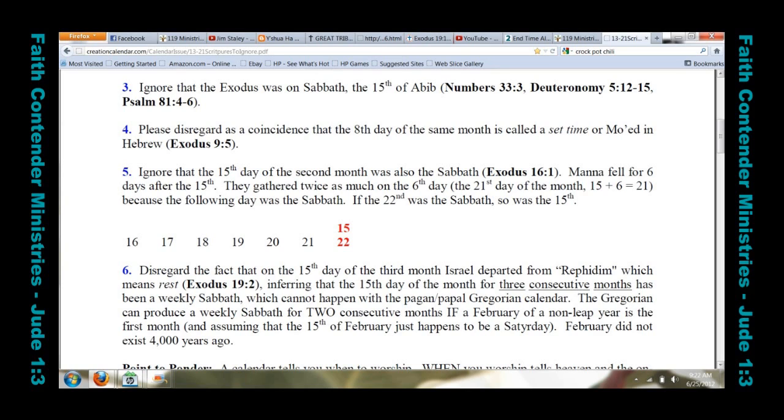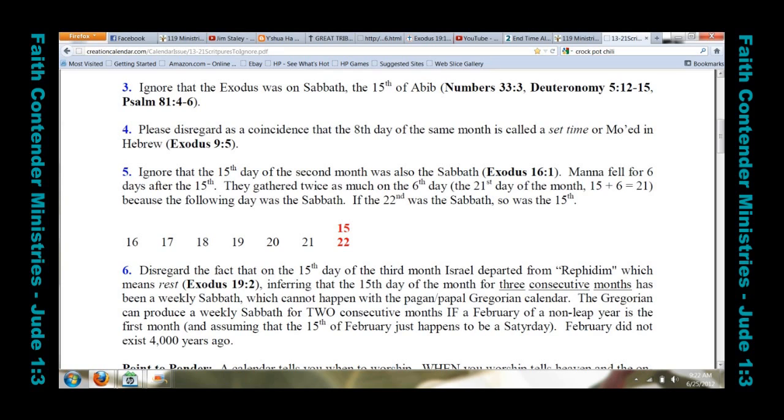So when we get to Exodus chapter 16, this is when the Sabbath is finally reinstituted. Okay? So basically the idea that Sabbath was on the 15th in the first month and Sabbath was on the 15th in the second month, and that means that the calendar has to have been regulated by the moon, is false.